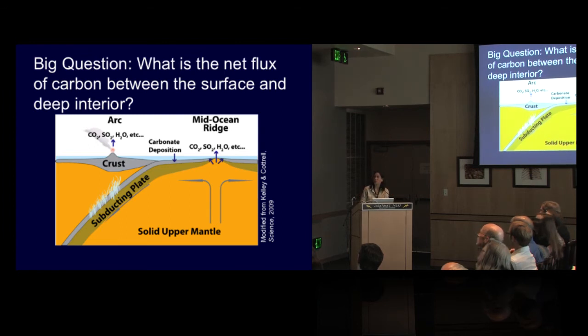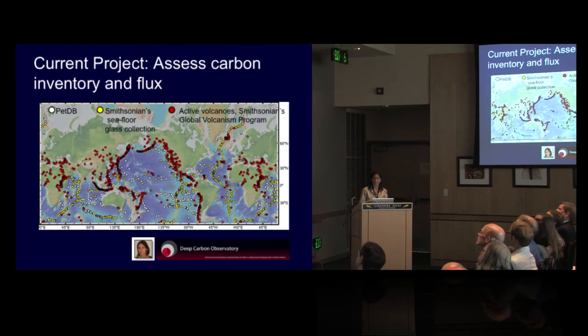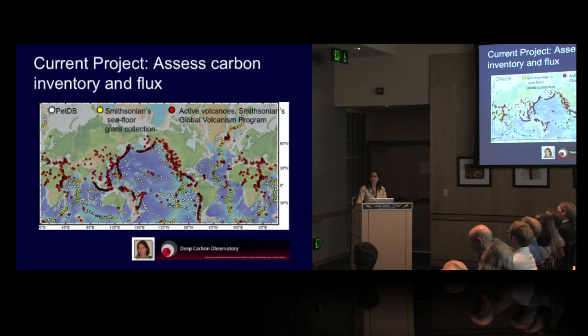And so I'm trying to get at this question by looking at the net outgassing. I have a postdoc, Marion Lavoyer, funded by the Deep Carbon Observatory of the Sloan Foundation, to use Smithsonian's outstanding seafloor glass collection. These are about 13,000 volcanic glasses from underwater submarine volcanoes, shown here in yellow and white dots. And she is measuring the carbon content. Because these erupt underwater, the pressure of that water holds the carbon in. She's measuring the carbon content of these glasses directly because pressure holds the carbon in the glasses.